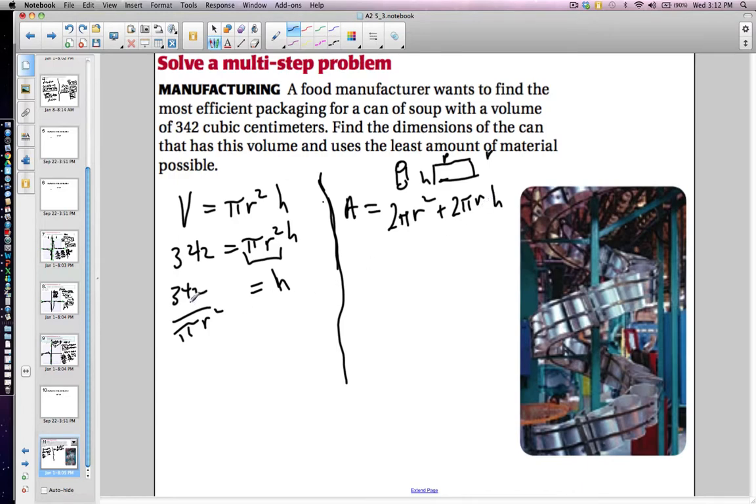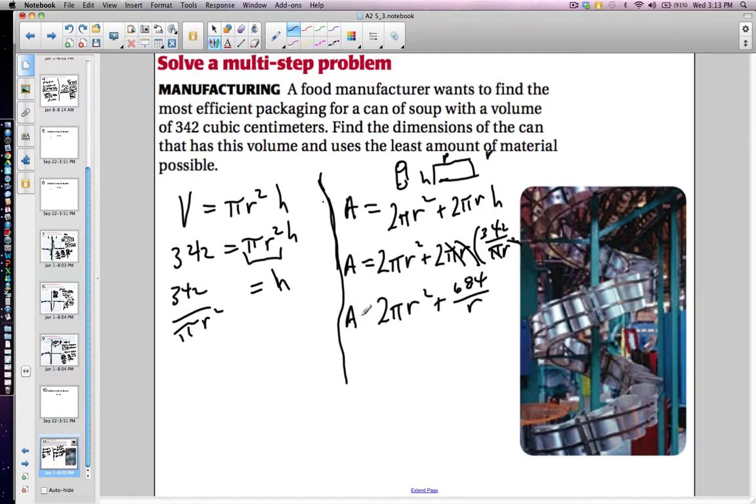Now if I take the height and I substitute it in place of h, then I'm going to have an equation that has only one variable, and I can work with that. So here this is just going to be 2 pi r squared plus 2 pi r times the height, which is 342 over pi r squared. So pi is going to cancel with pi. This r will cancel with one of these two, and it'll be multiplied times 2. So I'll have 2 pi r squared plus 2 times 342, which is 684, over r.